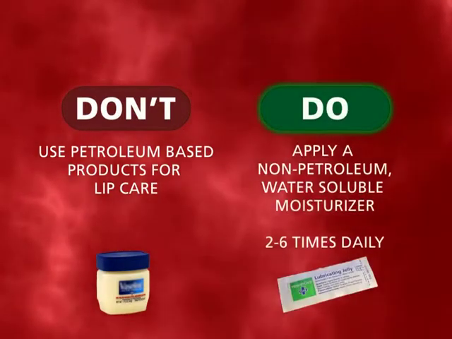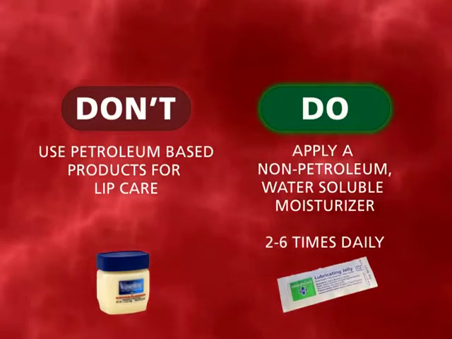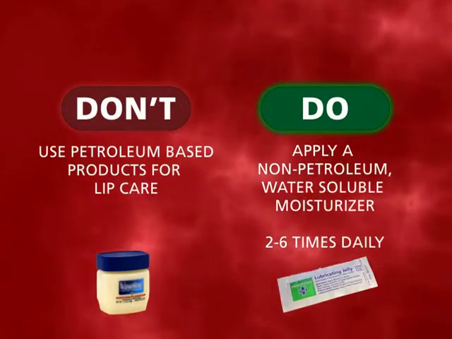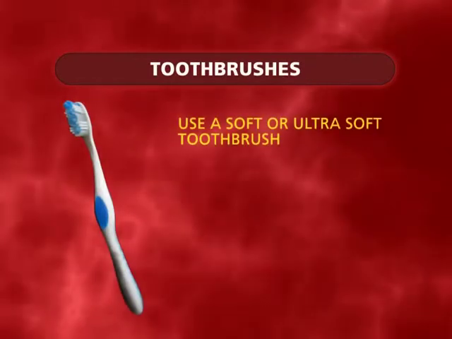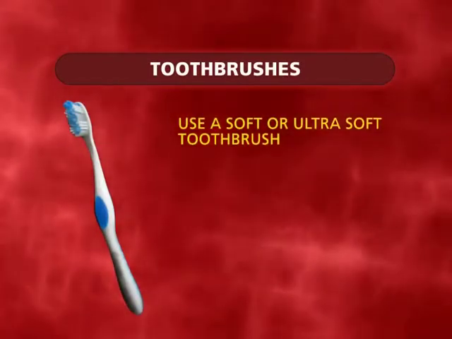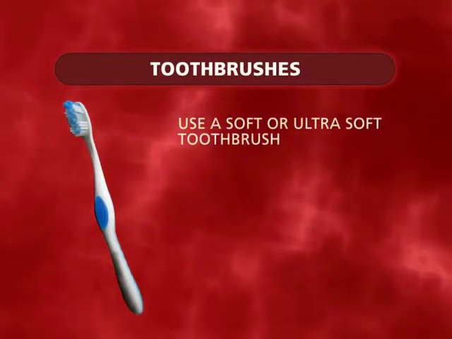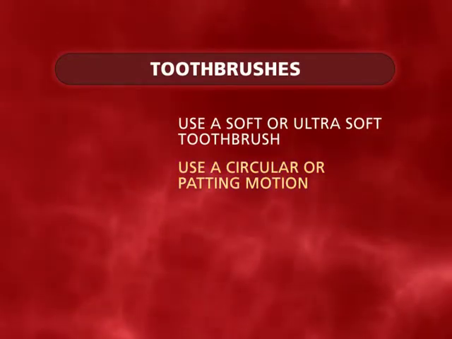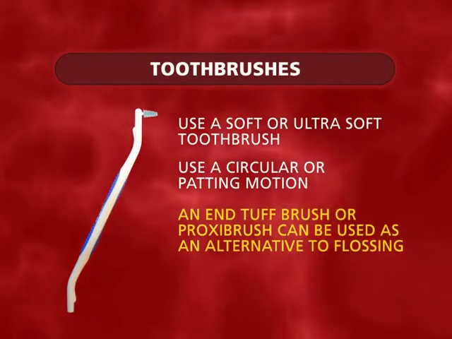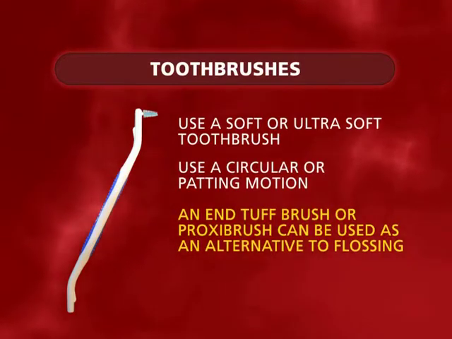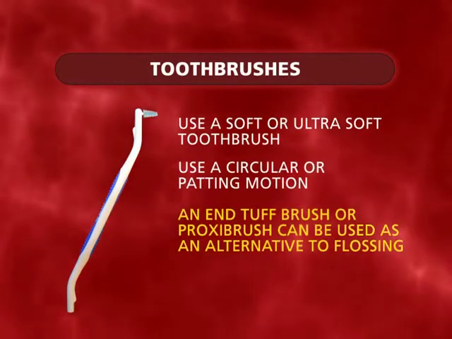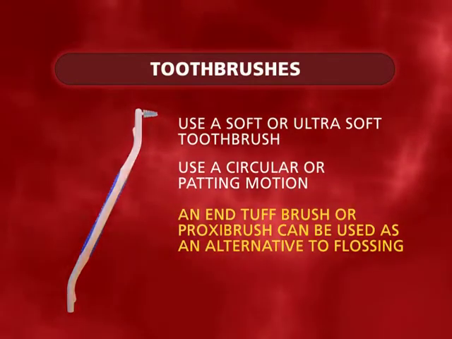Do apply a non-petroleum water-soluble moisturizer to the lips 2 to 6 times daily as needed. These types of lubricants are available commercially. Toothbrushes. It is best to use a soft or ultra-soft toothbrush because the gums are tender and can bleed easily. Use a gentle circular or patting motion to remove debris from the patient's mouth. You can also use an end-tuft brush or a proxa brush to get between the teeth and massage along the gum line. This is sometimes easier for you and the patient and is an alternative to flossing.